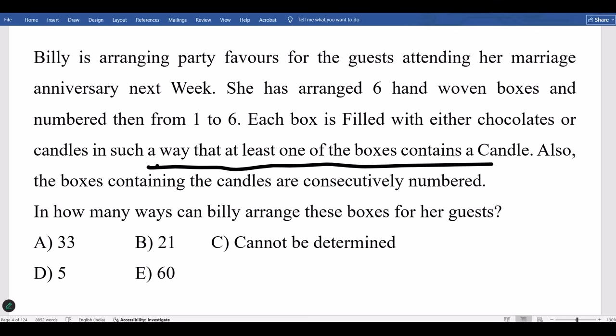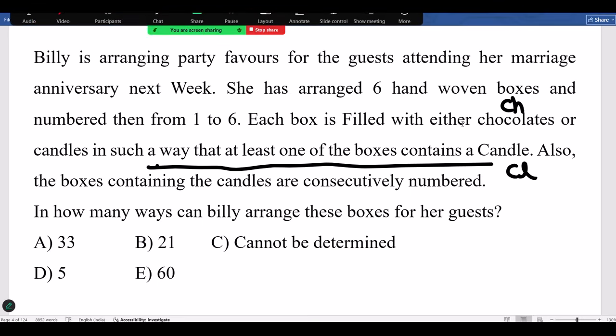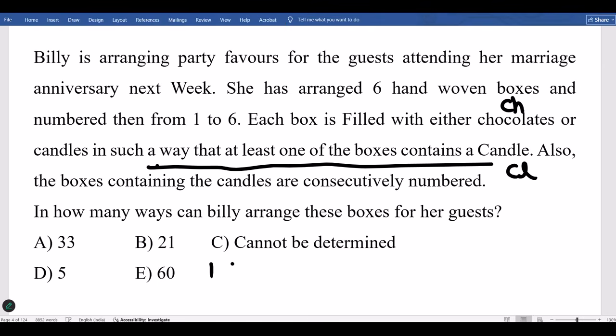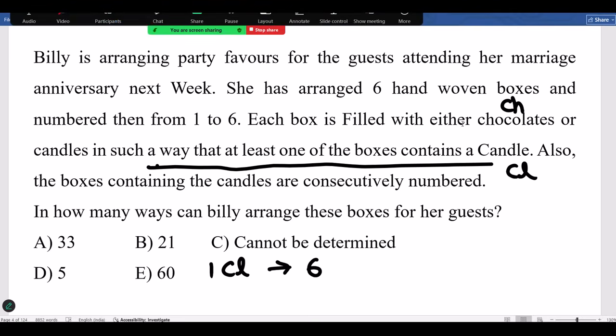Right. So now how many ways can we do this? You should fill with chocolates or candles. Minimum one candle is required. So candle, and chocolate, CH, I'm using. Now how many ways can we arrange these boxes for the guests? 6 boxes are available. If it is one candle, it means 6 ways you can arrange it. It can be the first one or second or third or fourth or fifth or sixth.